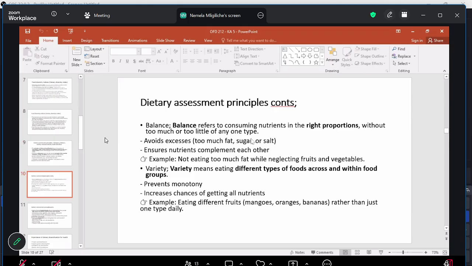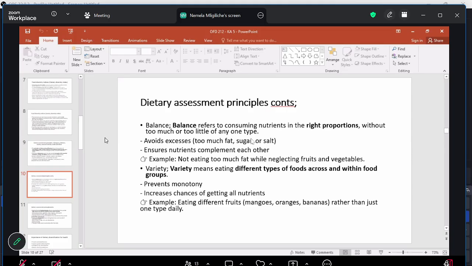Another principle is balance. I think it's not your first time to hear about balance. We talk about a balanced diet. That is balance. Balance refers to the right proportion. Food should provide the right proportion or amount of the essential nutrients needed by the body. And we know different groups of people need different amounts of nutrients. That is why each group has a different recommended daily intake.